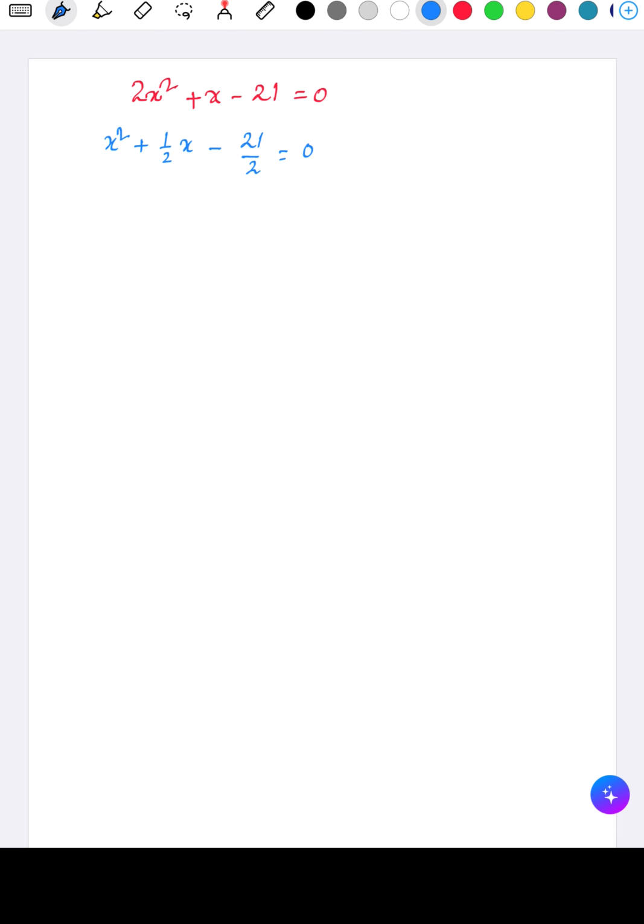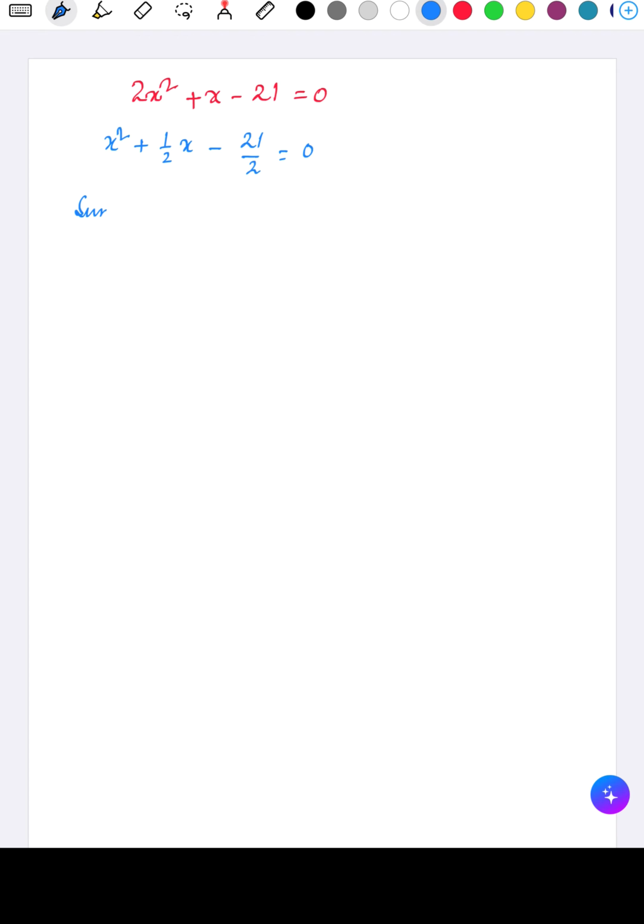Let us take the third example. 2x square plus x minus 21 equal to 0. In this example, it is clearly seen that there is a coefficient of x square. In this case, first of all, we divide the whole equation by the coefficient of x square. That is, the equation is now x square plus half of x minus 21 by 2 equal to 0.